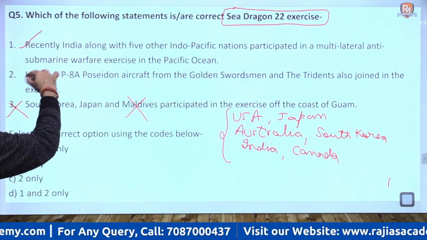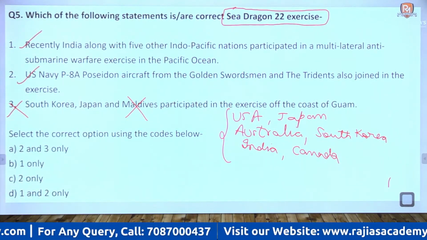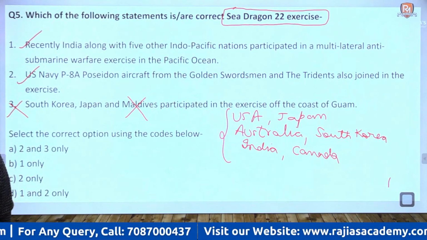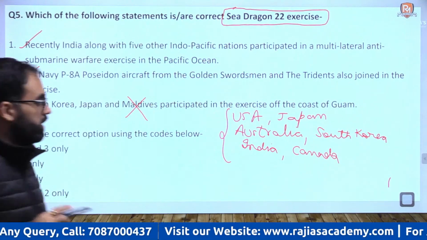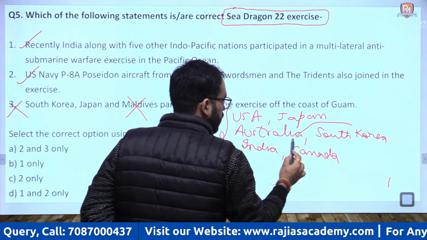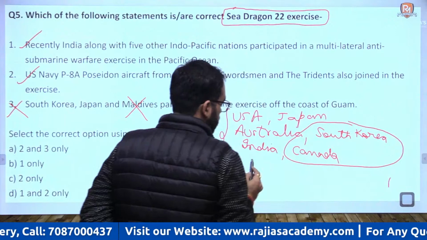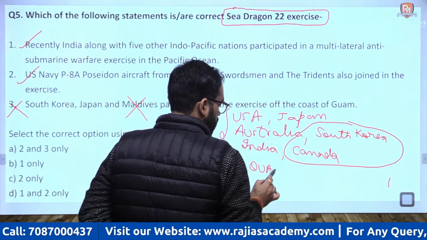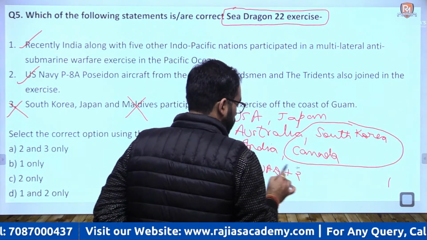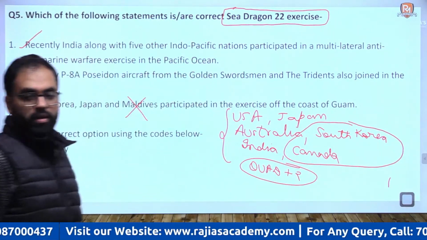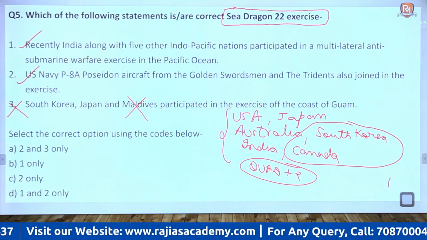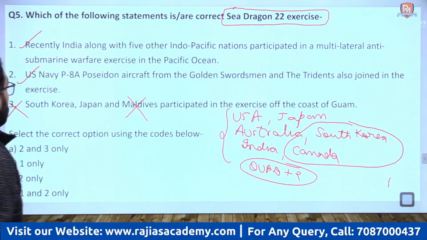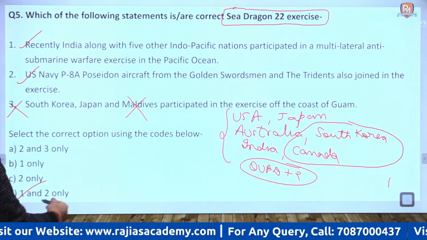First is correct and second is also correct. The countries that participated, exactly, Quad plus 2, precisely Canada and South Korea. These are the two nations which you can say make it Quad plus 2. So what will the answer be? 1 and 2 only, right?